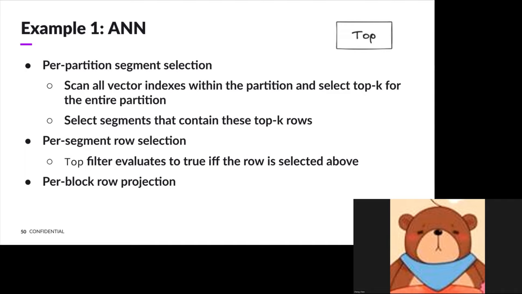And the vector search is done during the per-partition segment selection. During per-partition segment selection, we scan all vector indexes within the partition and select top k for the entire partition. And the top filter will basically evaluate to true if and only if the row is top k within the partition.